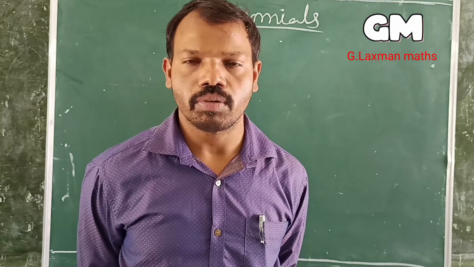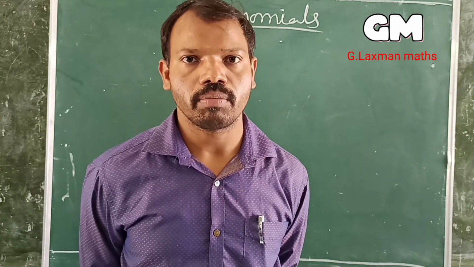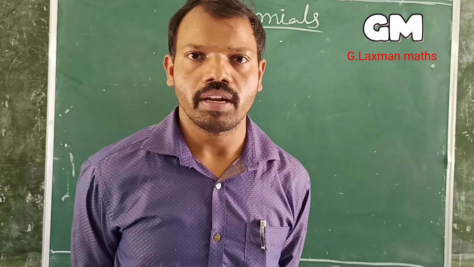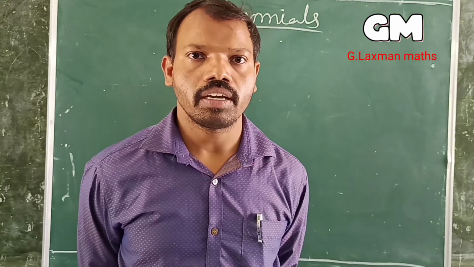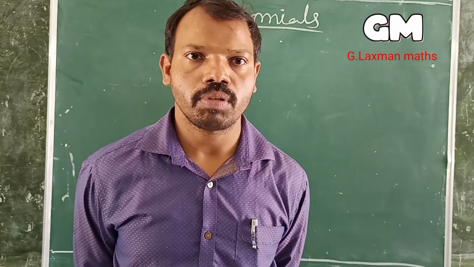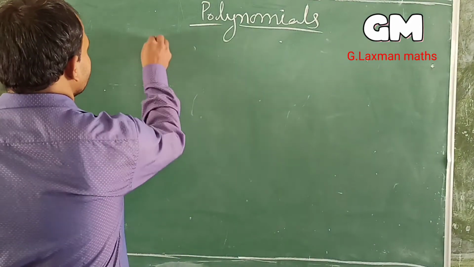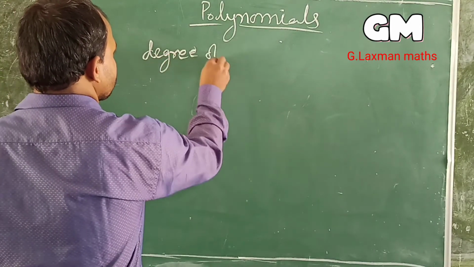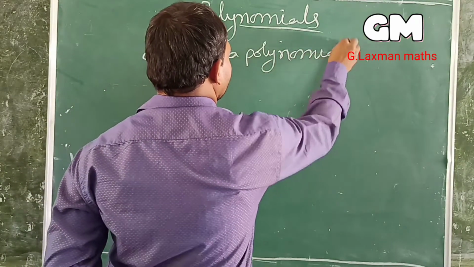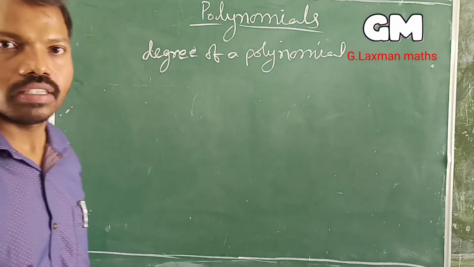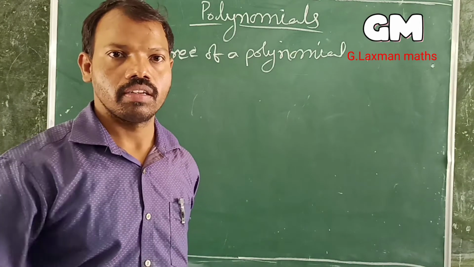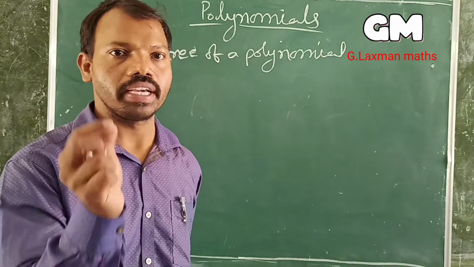In the previous class we already discussed what is a polynomial, what is a monomial, binomial, trinomial and multinomial, and the degree of the polynomial also we discussed. Once again we recall what is the degree of the polynomial, then we'll go for the zeros of the polynomial. First, degree of the polynomial. Degree of a polynomial means the highest power of a variable in all terms is called the degree of the polynomial.